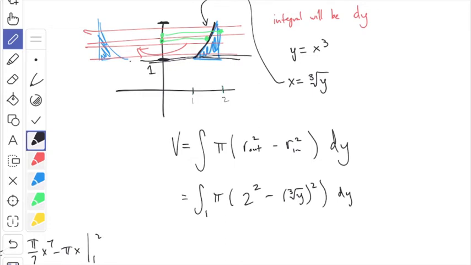So you just have to plug into your original equation. Yeah, right. Because this curve here, y in terms of x, is y equals x cubed. And so when x is 2 on the right side, the y value there will be 8. So that's a little figuring you got to do, from 1 to 8. All right.